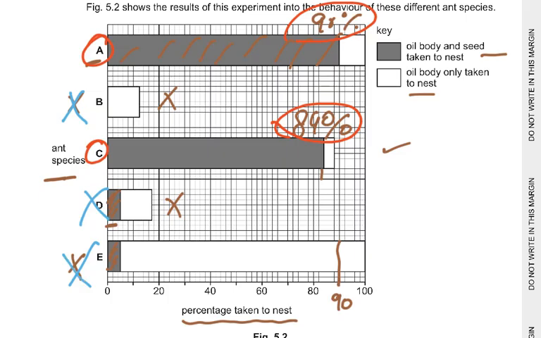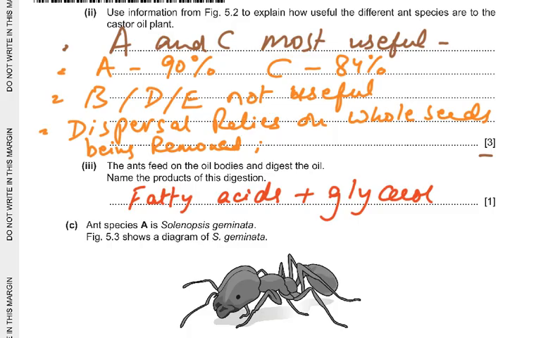I know you're very amused when I use the word changar. I use it a lot in the class as well. So B, D, and E are not useful as dispersal relies on the whole seed being removed and not just the oil body. The whole seed needs to be dispersed. The oil body does not contain the cotyledons and the radicle and the plumule. The oil body is just an additional part to the seed. So A and C are most useful: A is 90%, C is 84%. B, D, and E are not useful. Dispersal relies on whole seeds being removed.